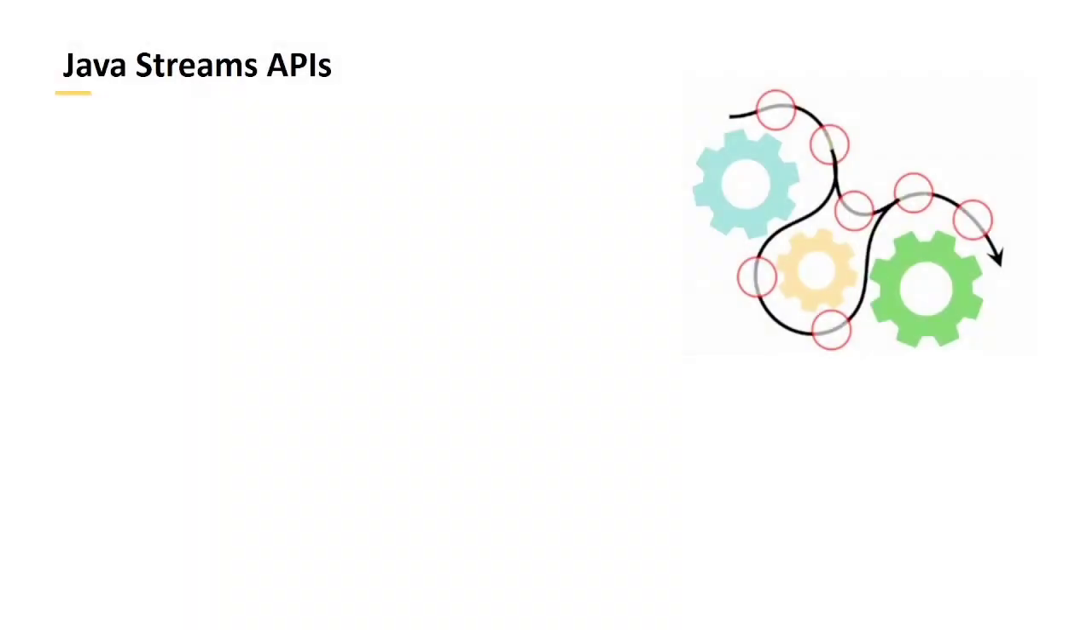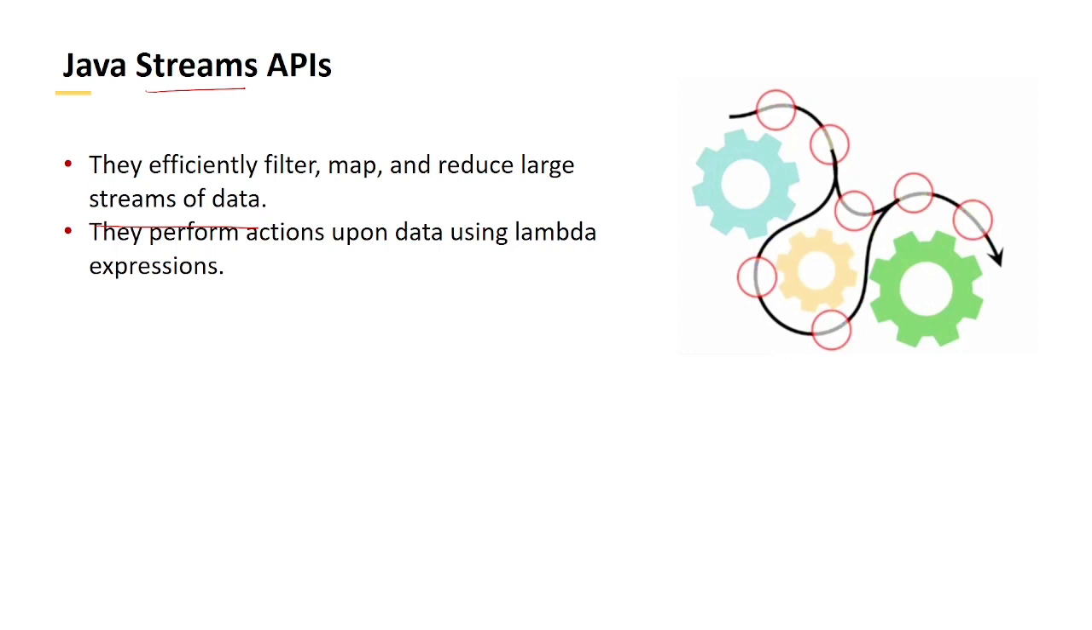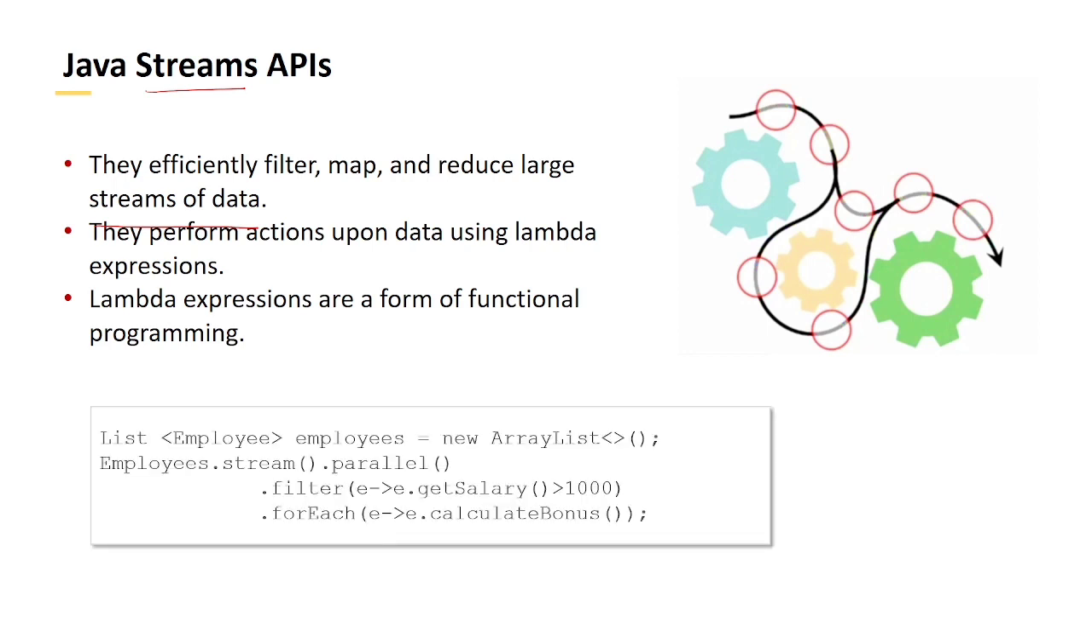So in this video we are going to discuss Java APIs. We have already discussed the collection APIs, and this is an extended version of it. First we'll discuss the stream API. What the stream API does is it effectively manages large amounts of data. It can filter, map and reduce large streams of data. It performs actions upon data using lambda expressions, and lambda expressions are a form of functional programming.